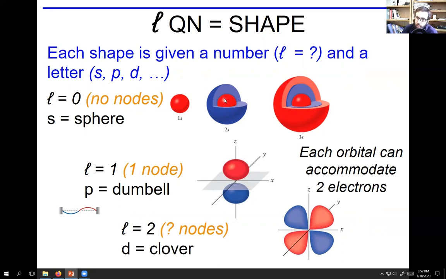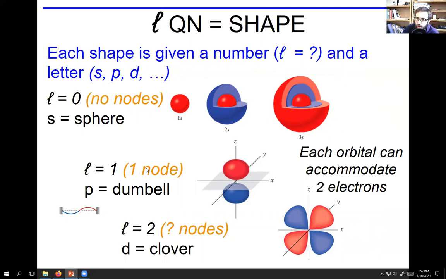So the 2s has one node, and it's a radial node. It's a spherical shaped node. The 3s has two nodes. It went from positive to positive, or negative to positive to negative. Either way, it's fine. Still going to have two nodes, two spherical type nodes. But all these look like spheres because they're all S's, okay? They're all L equals 0.